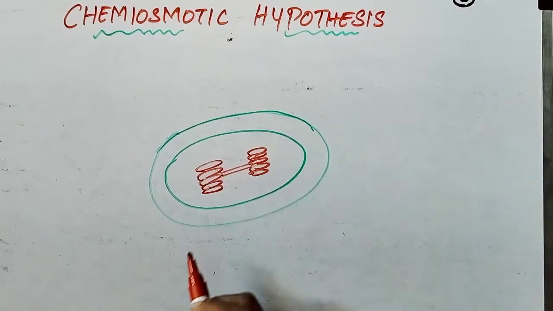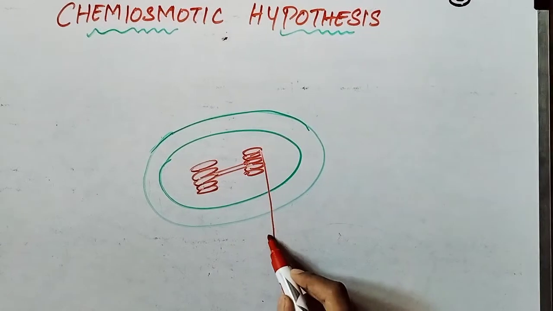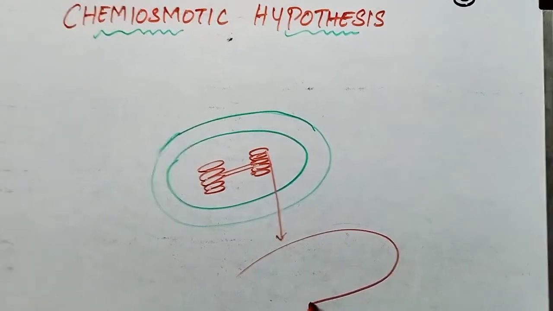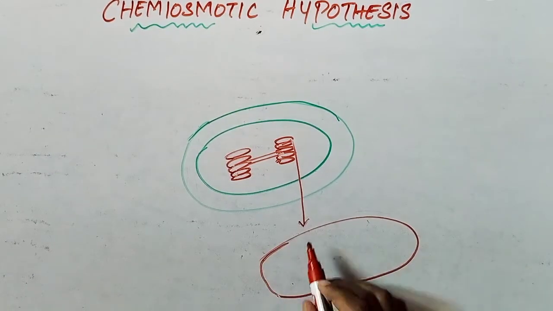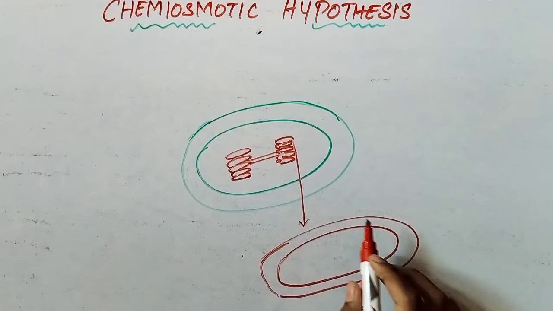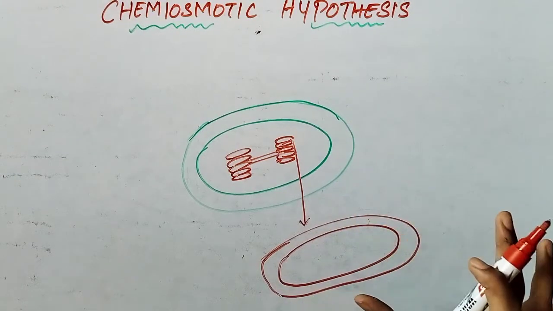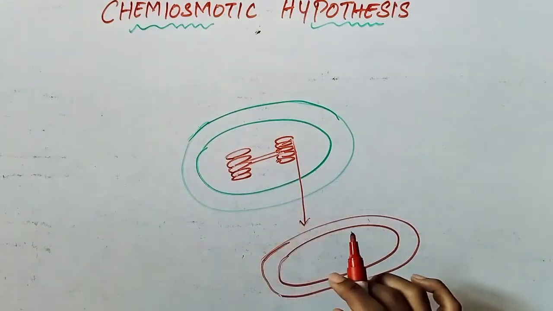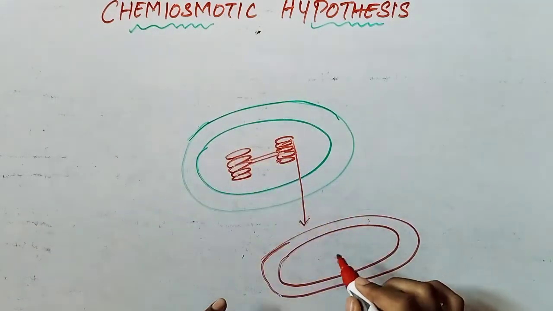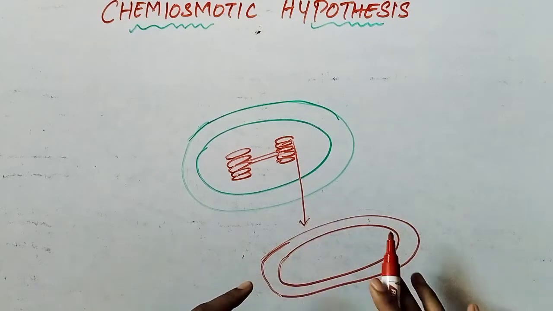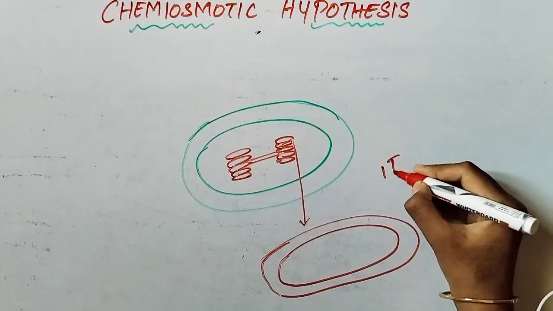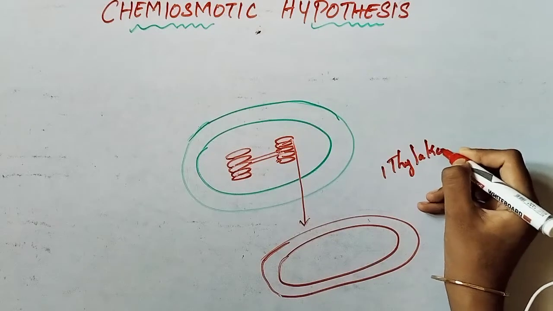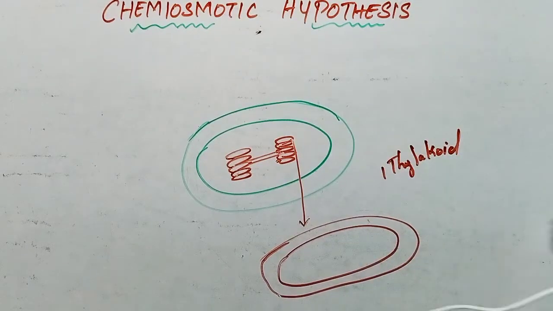This particular thylakoid is zoomed and drawn over here, and then we have two membranes. So here only we are going to see the chemiosmotic hypothesis. Be clear with this: on this particular thylakoid membrane only, the chemiosmotic hypothesis takes place. So I am taking only one thylakoid. Okay, be clear with that. Let's start.